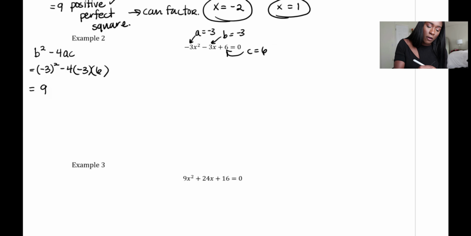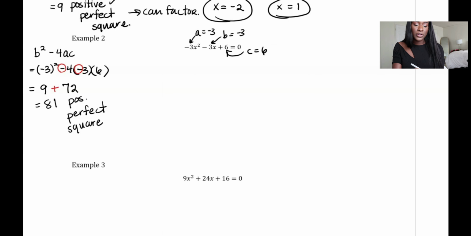Okay, so again, careful with your signs here. A negative and a negative multiplied together is going to give us a positive, and then we'll multiply the 4 times the 3 times the 6 to give us a 72, and 9 plus 72 is equal to 81, which is again a positive perfect square. So that tells us that we can factor this quadratic. And I'm going to solve this equation by factoring.